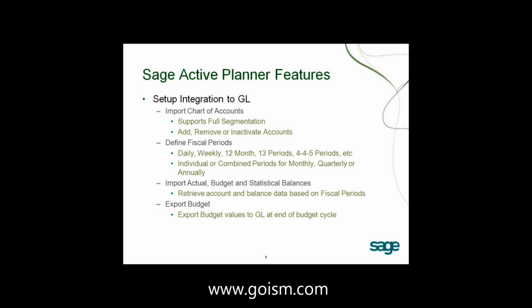And then when you're done with your budget values, we can export those budget values right back into your general ledger for you. Again, it varies depending on the different types, but we can populate those values back in your GL. So you get your budgets and your actuals living right next to each other within your GL, as well as within Active Planner if you'd like.